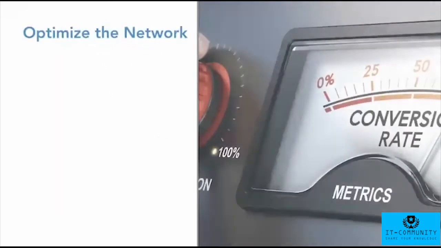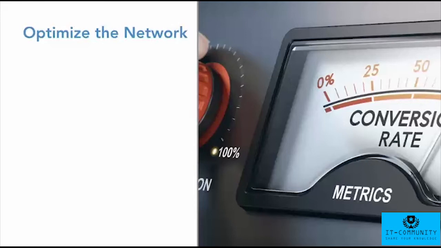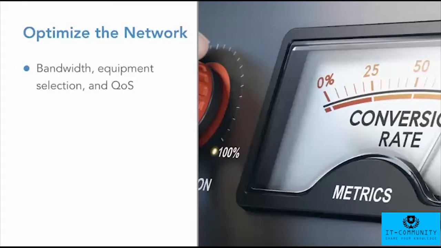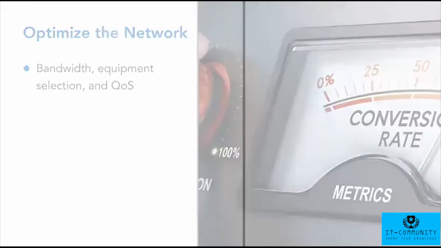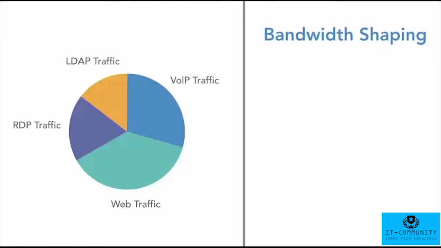On an internal network, there are a few things that we can proactively do to ensure that the network can handle the voice traffic, such as network bandwidth, equipment selection, and configuring quality of service. Now, studies show that adding more bandwidth is not the answer. A proactive approach is to shape the traffic.